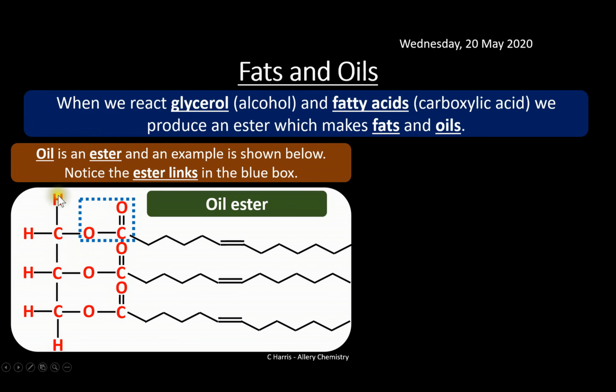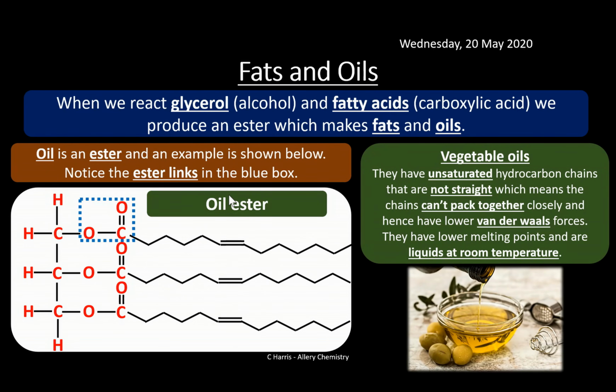Okay, so this has come from our alcohol. So this is our glycerol, and our carboxylic acid is here. But when we join them together, just like with any other reaction, we form an ester. Except because we've got 3 sites where these can form, we can form 3 different esters. Okay, and you can see on there. So this is an example of an oil ester.